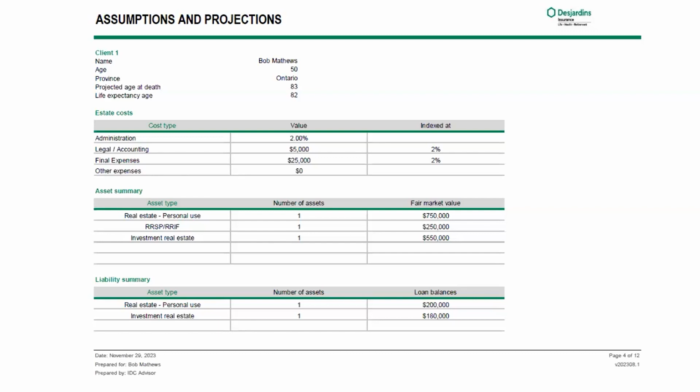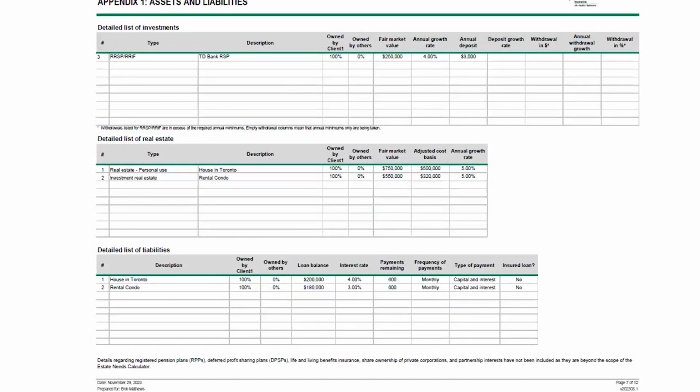Of course, in some cases there may be no mortgage, so we don't have to attach any liability, and that would be 0. Now, you can't see it on this screen, but on the next page, you'll see a little more detail. So, in the RSP, we've determined that it's growing by 4% a year. We're putting in $3,000 in terms of an annual contribution. Of course, that's an optional feature. We could change that growth rate, which of course will impact the estate value.